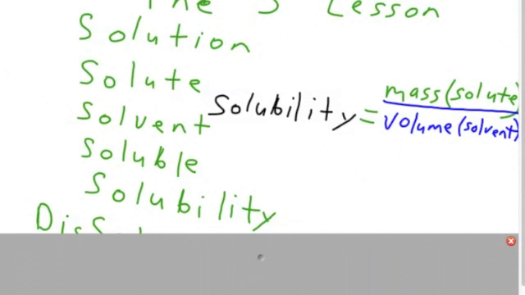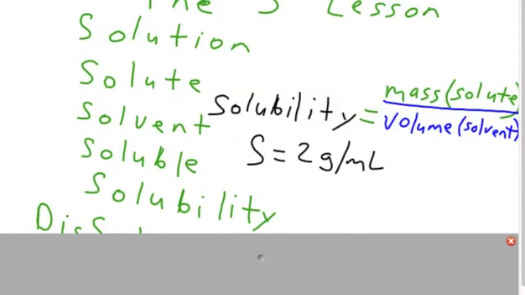An example, let's say the solubility of sugar, which would be capital S, equals 2 grams per milliliter, as an example. What that means is you can place 2 grams of sugar into water and those 2 grams will dissolve. Does that make sense? So that's how soluble sugar is, if the solubility was equal to 2 grams per milliliter.